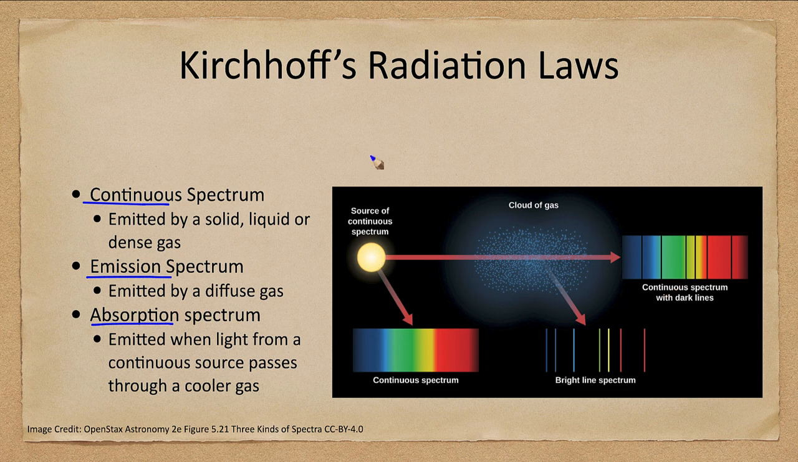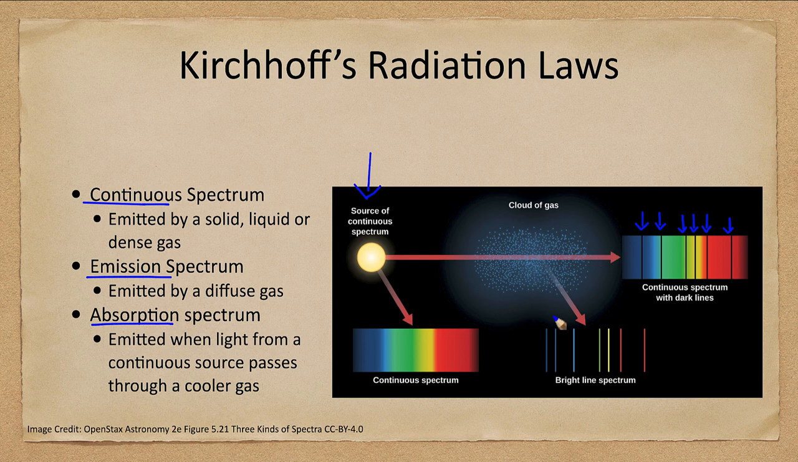But here is our continuous source. So if we look directly at that, we would get a continuous spectrum. We would get the entire colors of the rainbow in the visible light. If we look at that light through a cloud of gas, then very specific wavelengths would be removed. And those wavelengths correspond to material in that gas. So again, we're learning about the composition and what this is made up of.